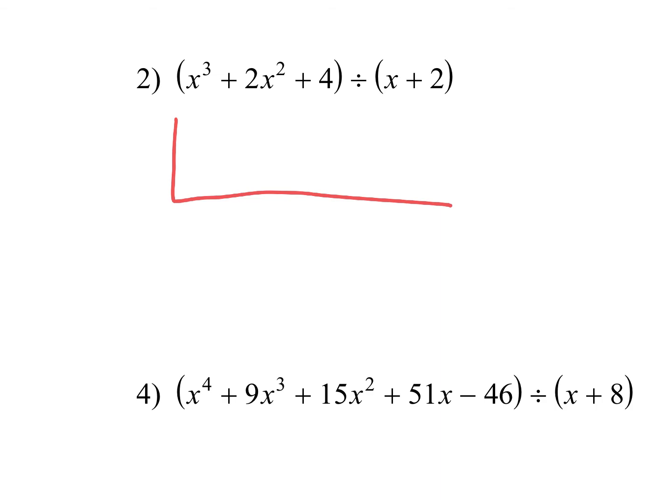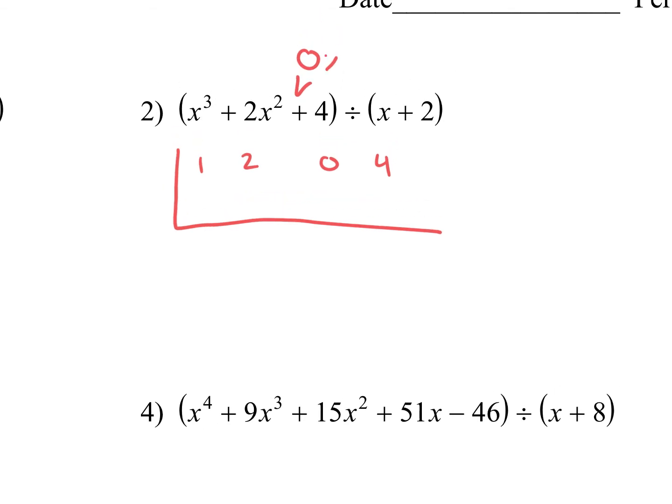What goes inside the box here? The first thing, but what exactly goes inside the box? 1, 2, 0, 4. Awesome. We don't have an x to the first power here, so I have to put a 0 in that spot. So 1, 2, 0, and 4. And then what goes on the outside? -2. So remember, you change the sign for synthetic division. You don't change the sign for long division. So -2 goes on the outside.